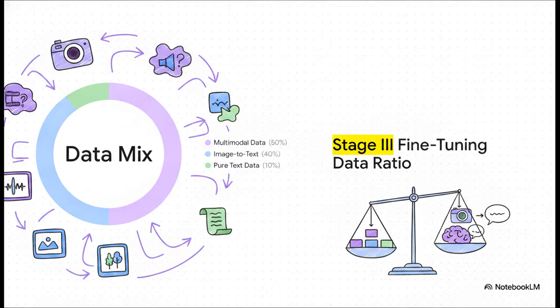It's an interesting mix. 5 parts multimodal data, 4 parts image to text data, and just 1 part pure text data. This is not random at all. This highly balanced ratio forces the model to prioritize the connection between vision and language. It ensures the AI actually understands intricate real-world contexts, rather than just blindly memorizing text.